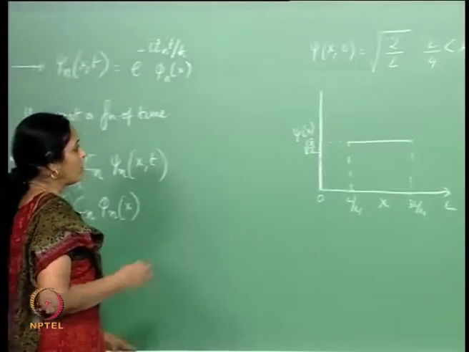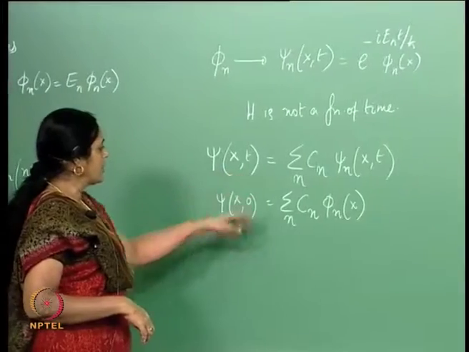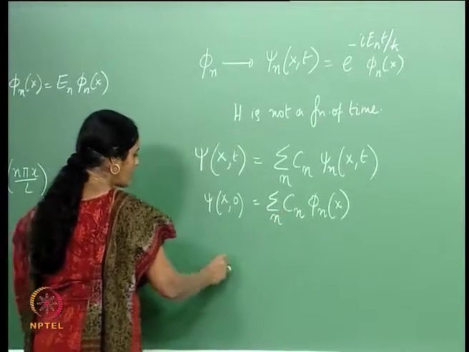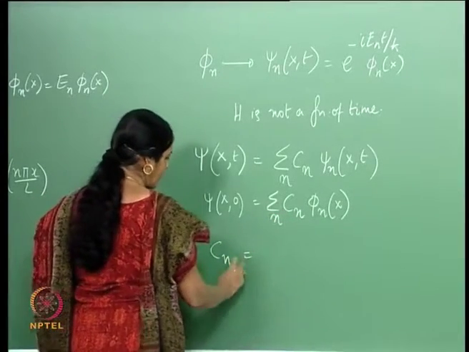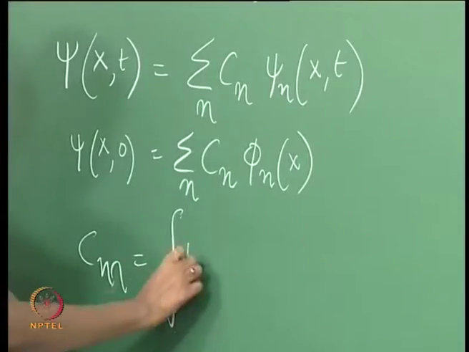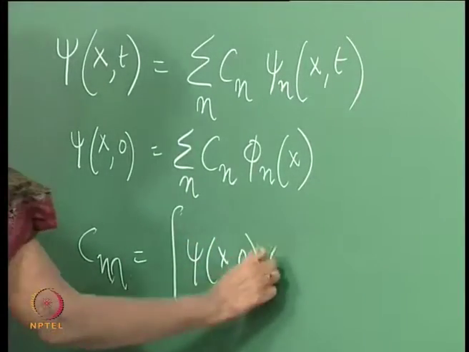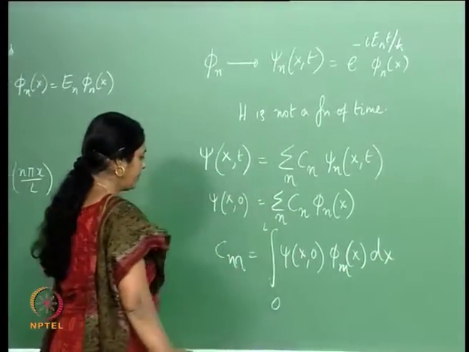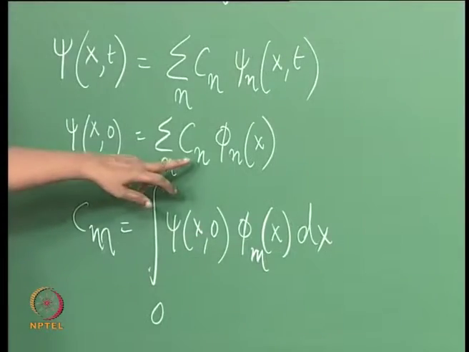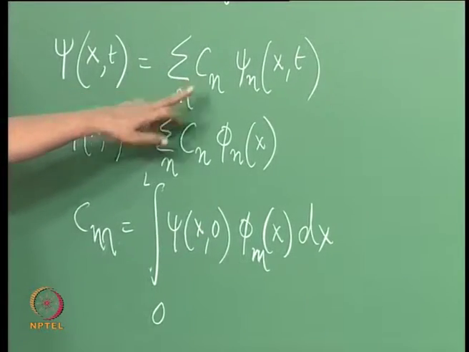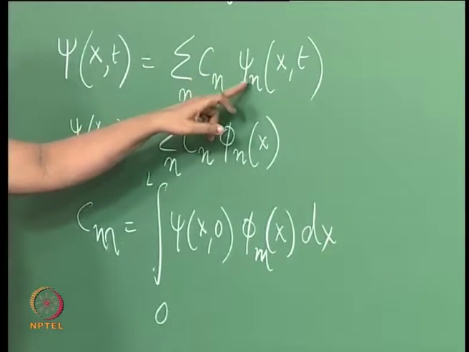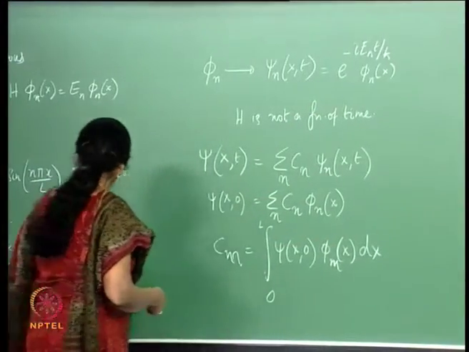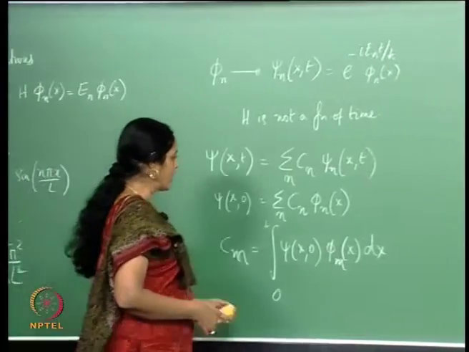So, the problem is to find out psi of x, t. The manner in which I find out C n, of course, is to say that C m in general is the integral of psi of x, 0 times phi m of x dx from 0 to L. And once I know the C m's, I plug them in here and I get psi of x, t, because I know psi sub n of x, t from that equation. So, let us work that out and see what we get.